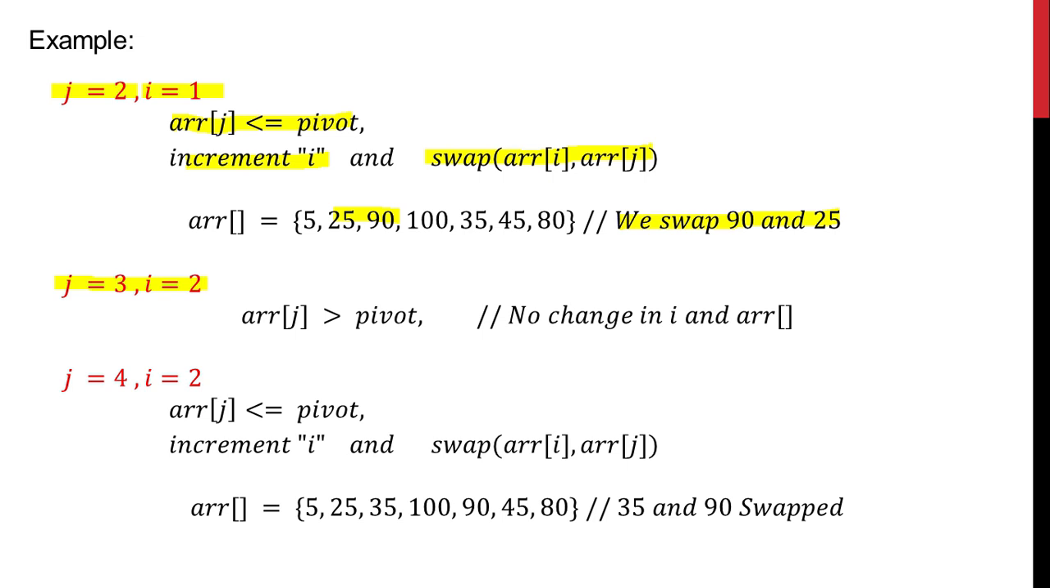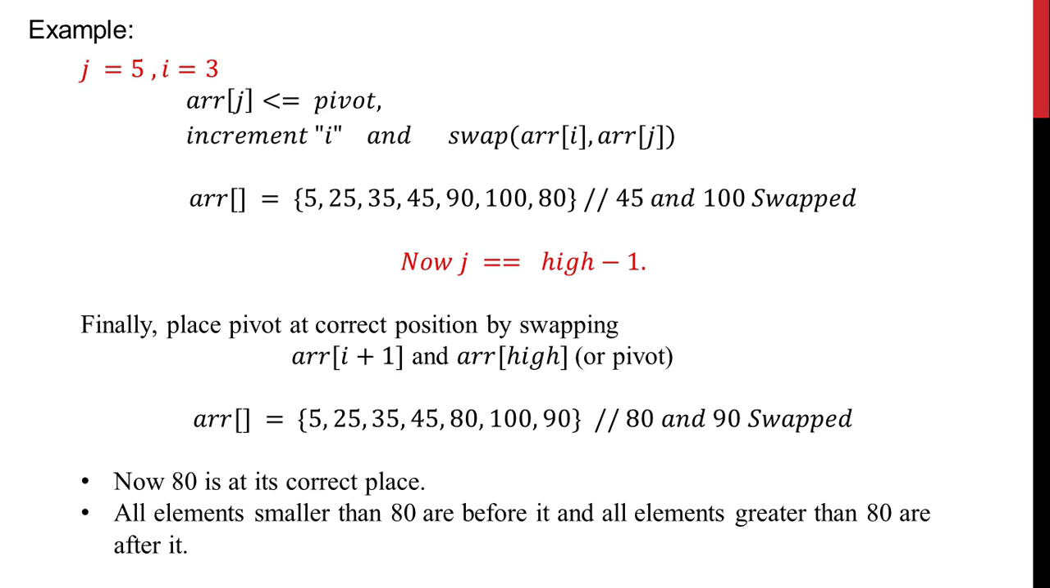Then j is equal to 3, i is equal to 2. Now the jth element is greater than the pivot. No change in i and no change in the array. So j is equal to 4 and i is equal to 2. Now the jth element is less than the pivot. Then increment i and swap the ith element with the jth element. So 35 is swapped with 100. Now j is equal to 5, i is equal to 3.